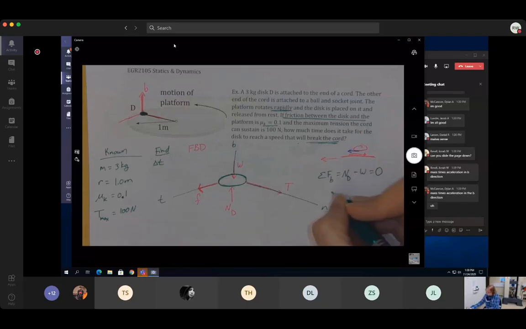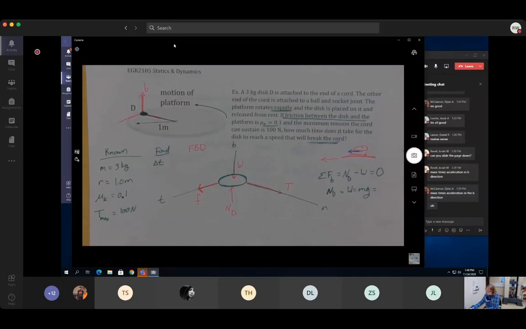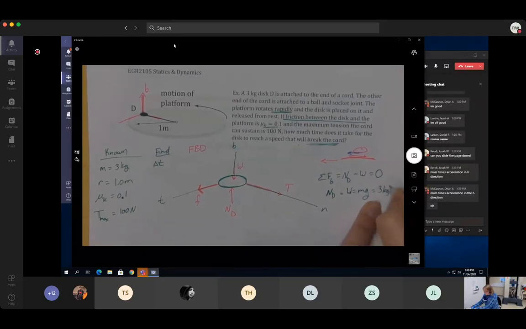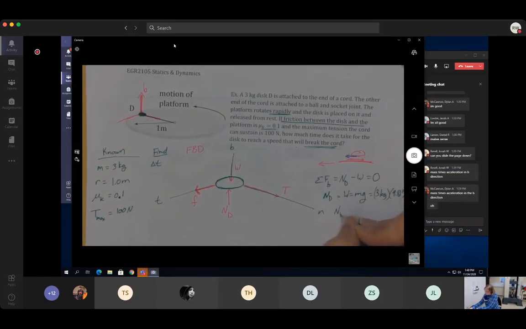Okay, so that tells us that our normal force in the B direction is equal to our weight, or mass times gravity. And so that's 3 kilograms times 9.81 meters per second squared. And so our normal force will be equal to 29.43 newtons.